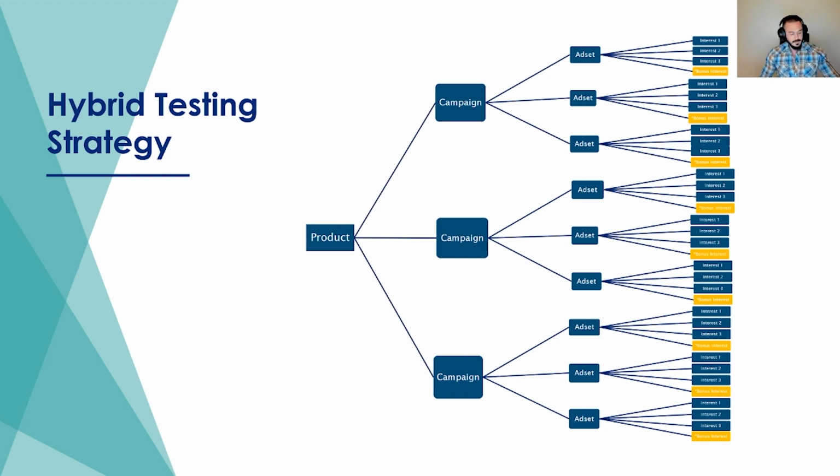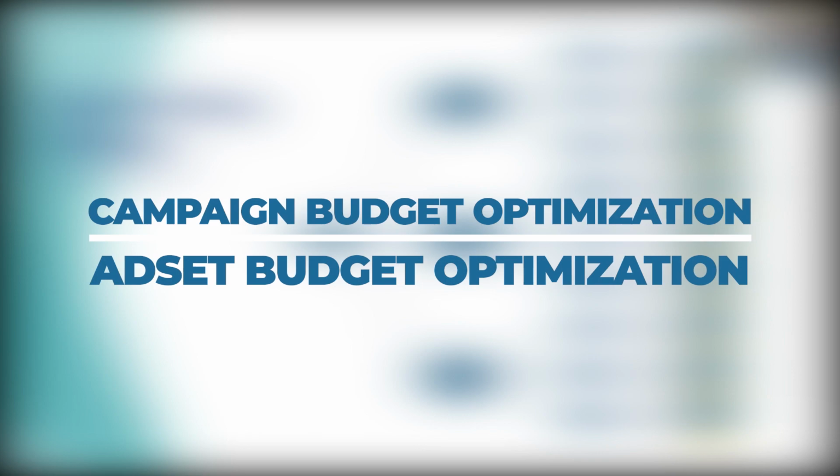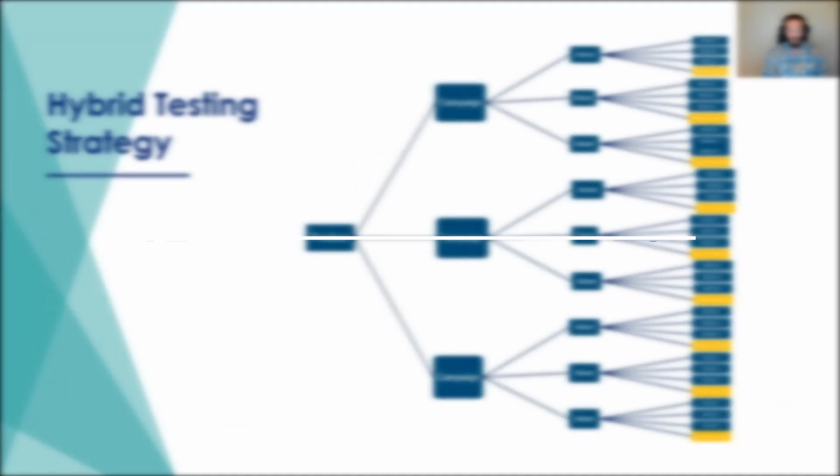So what I did, and let's just dive into this really quick and discuss, why do I call this the hybrid testing strategy? Why do I call the hybrid scaling strategy hybrid? Because it is a hybridization of campaign budget optimization and ad set budget optimization. We are utilizing both forms of optimization.